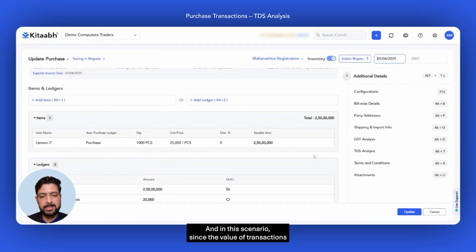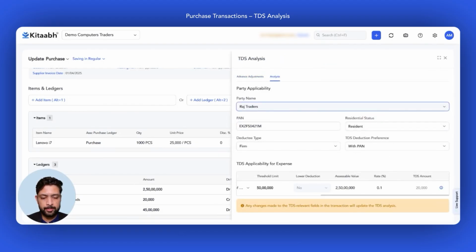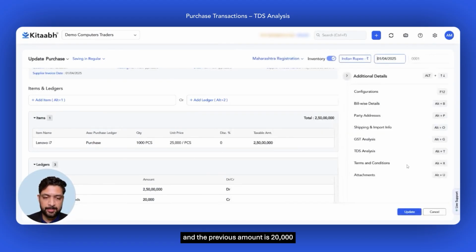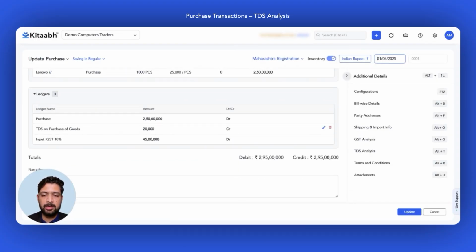And in this scenario, since the value of the transaction is above 50 lakhs, in the TDS analysis you can see that TDS is being auto-populated. So over and above the threshold limit of 50 lakhs, TDS is being calculated at a percentage of 0.1%, and the TDS amount is 20,000. And auto-populated, which is TDS on purchase of goods for the amount of TDS which we saw earlier.